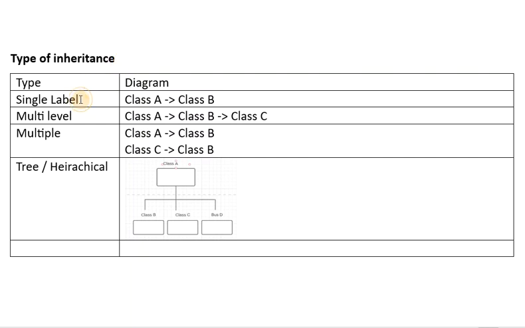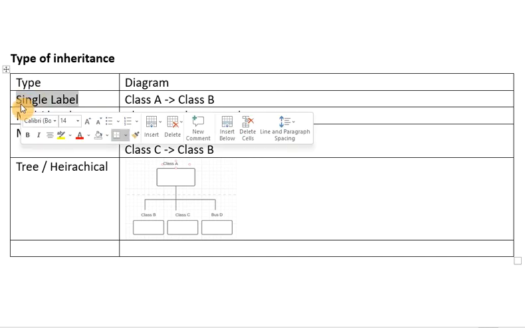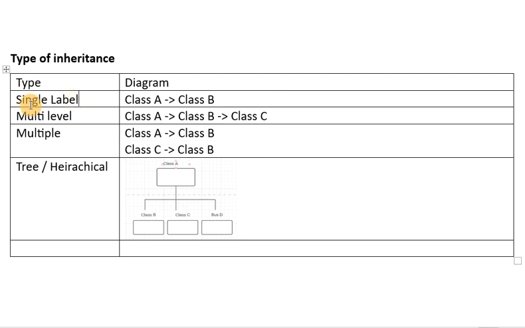You can see here the first one is single level inheritance. What it means, as its name suggests, is that class B is inheriting class A. So this is only single level. This means only one class is using the parent class, that is single level.